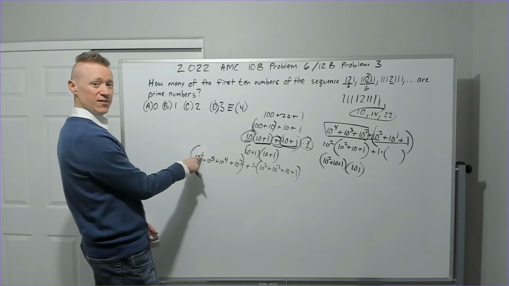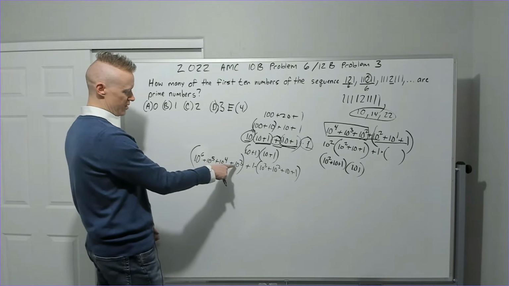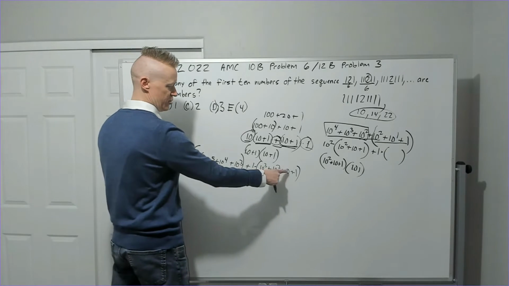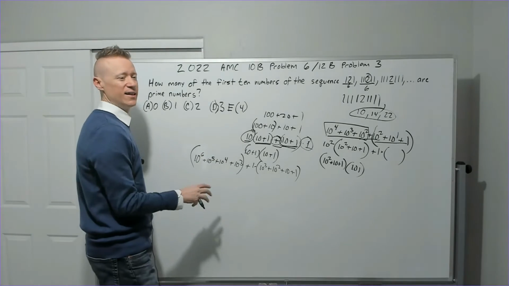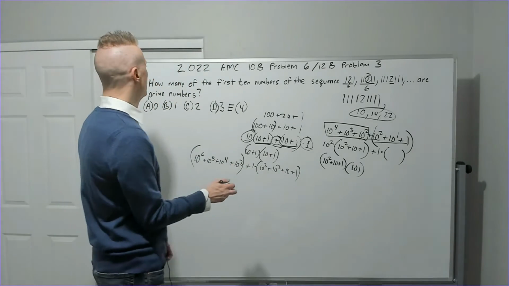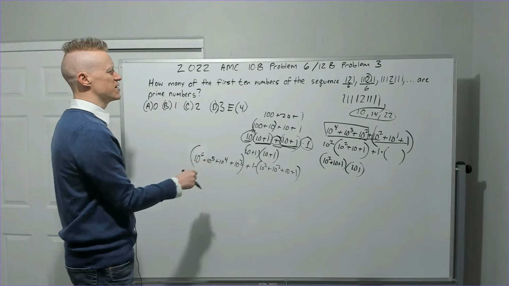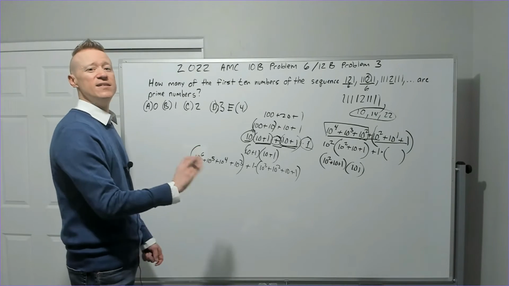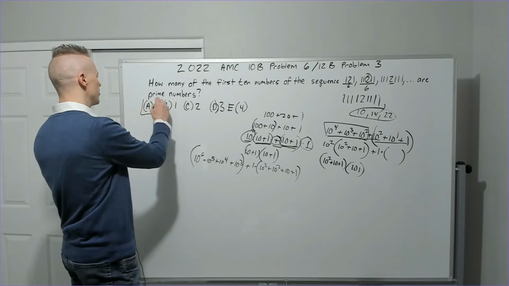What are you going to have left? 3, 2, 1, 0. 3, 2, 1, 0. It's going to match. And it's going to keep doing that. And so in fact, how many of the first thing are prime numbers? None of them are prime numbers. You're going to get A.